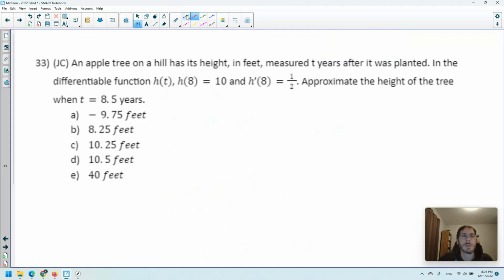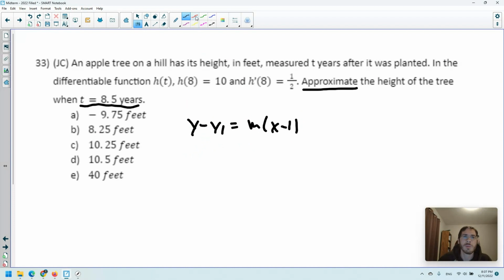For 33, an apple tree on a hill has its height in feet, measured t years after it was planted, given by the differentiable function h of t. h of 8 is 10, and the derivative at 8 is 1/2. Approximate the height of the tree when t is 8.5 years. So we see we're doing an approximation, so we're probably going to use a local linearization here. So y minus y1 equals m times x minus x1.